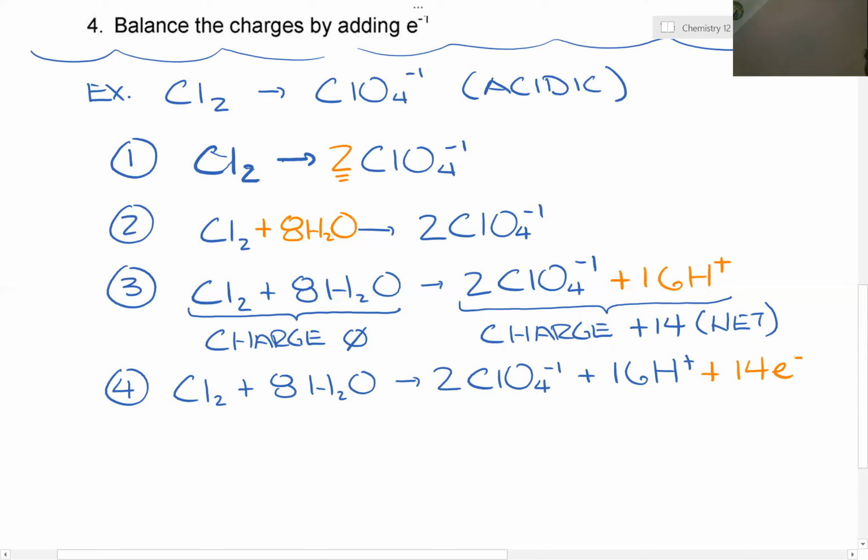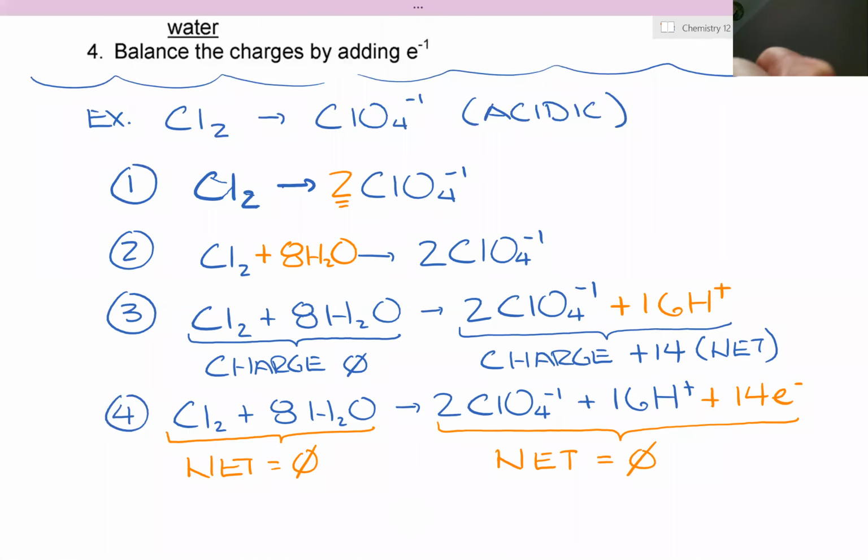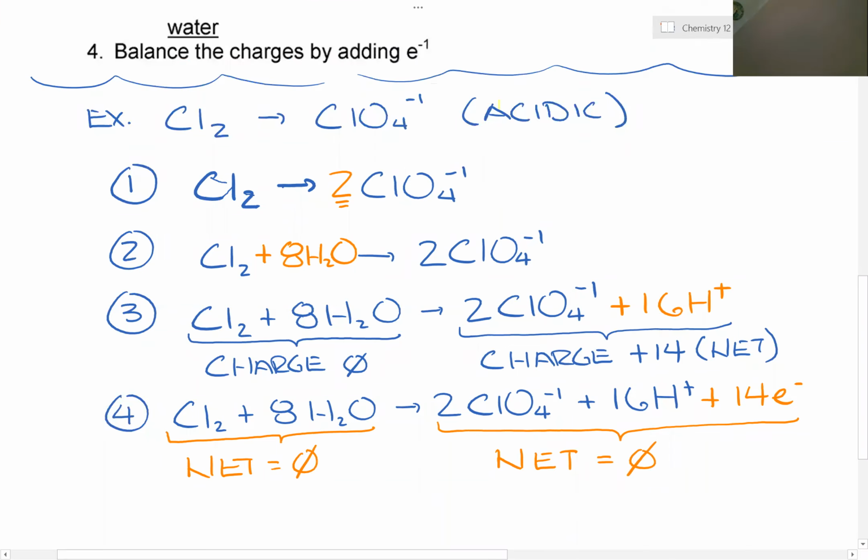Now, why would I add 14 electrons? Because again, if I look here, the net charge is equal to 0. And in this case, if I add everything up here, the net charge is also equal to 0. Okay? And now I know this half reaction is balanced. Now, it's in an acidic solution, so that makes sense. So here I have acid, so I should have H plus in my products.